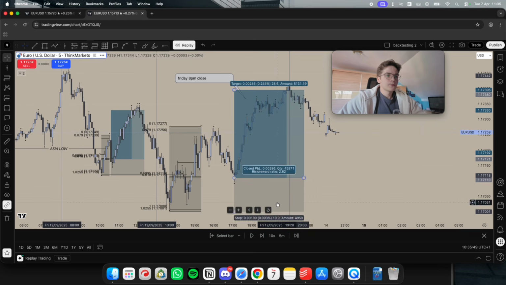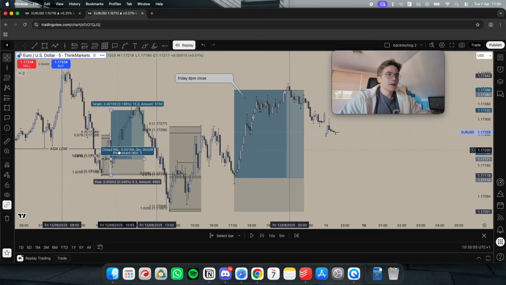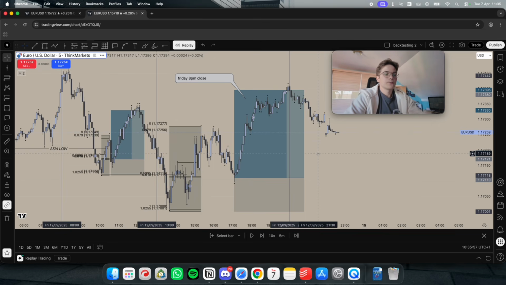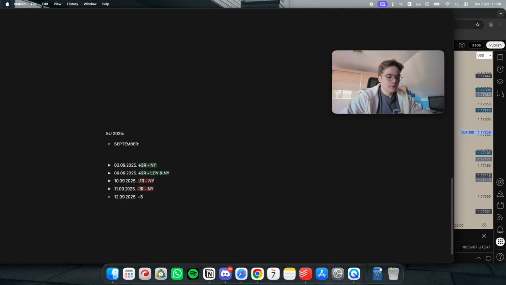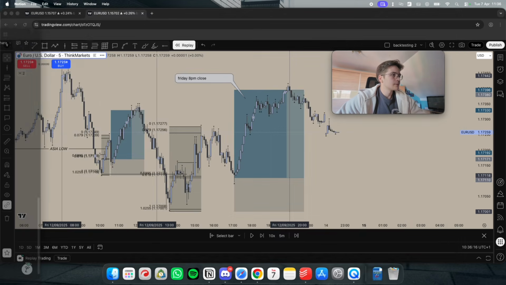So this is the 12th. We are getting, so here we get 3R plus 2.6. Just gonna make sure. 2.62. So that's 5.62R for the day, and put the pictures. This is green. Let's go to the next one.